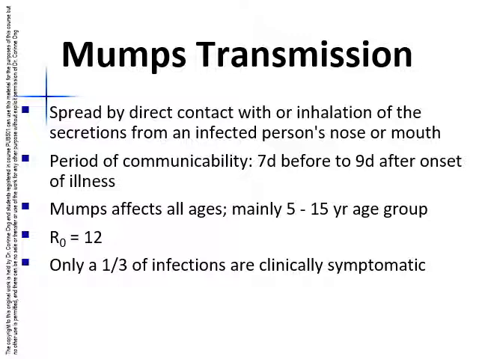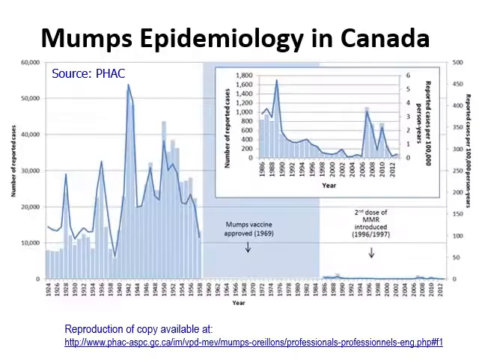After measles, mumps is one of the most contagious viral diseases, with an R0 or reproduction number between 10 and 12. However, only a third of infections are clinically symptomatic, with the characteristic visible facial swelling. Mumps was a very common disease in Canada from 1924 to 1958, with incidence rates ranging from 52 to 449 cases per 100,000, with peaks occurring in a cyclical pattern.